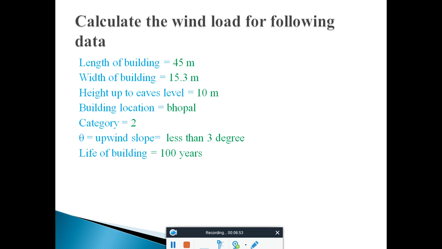Okay, now we have gone through the basic concept. Now we have to solve this problem. You can correlate, for the students, with their design of steel structure project 1, that means roof truss. Here some of the details of the structure are given: length of building is 45 meter, width of building is 15.3, height up to eave level is 10 meter, building location is Bhopal, category is 2, slope theta is less than 3 degree, and life of structure is 100 year. Okay, let's solve this problem one by one.